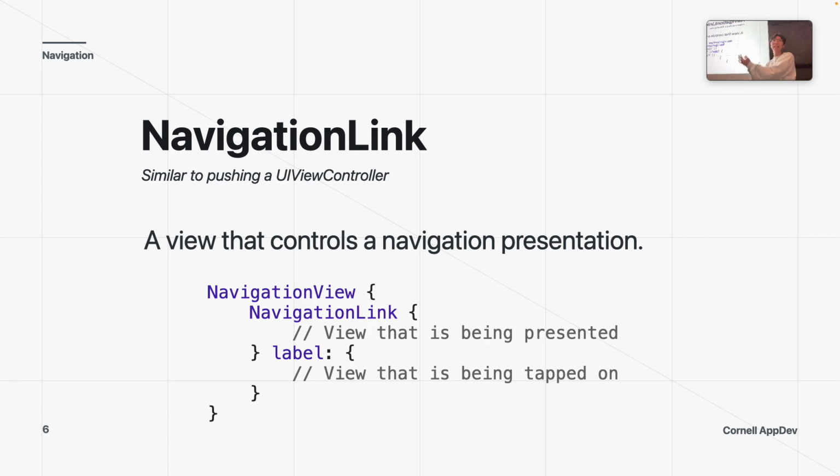a stack containing all of these views. And inside of that, I have a view called navigation link. And right here, I have the view that is being presented. So this is the view that I will push. And for this label, this thing is called a trailing closure. And this label is a view that I will tap on. And when I tap on that view, it will push this view onto this navigation view stack.